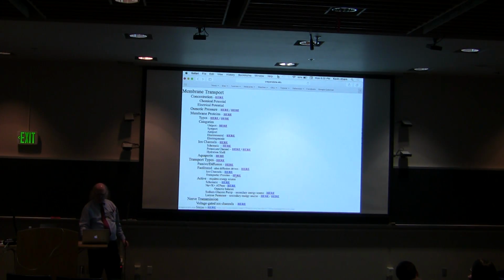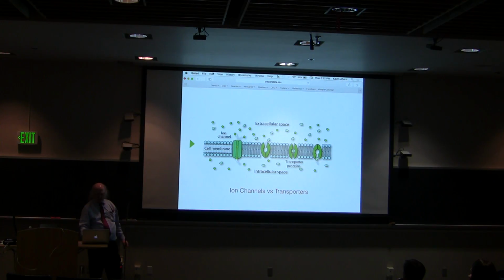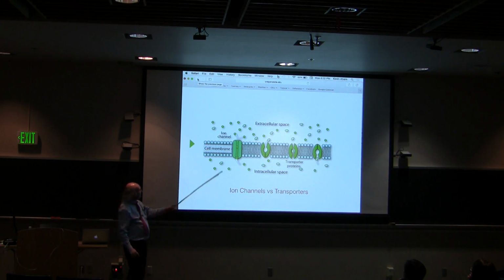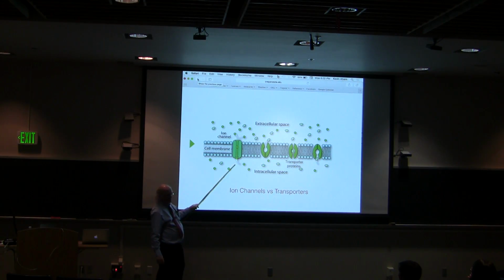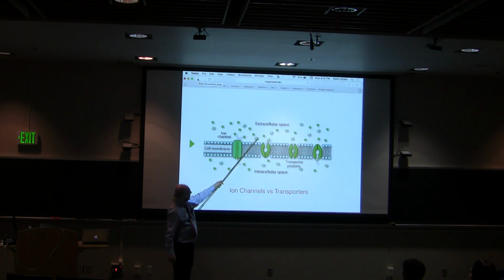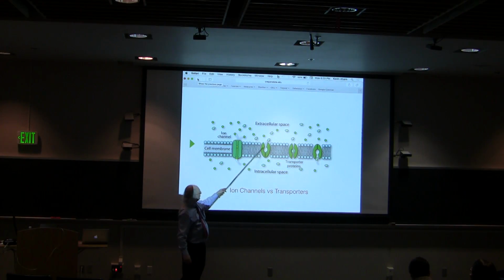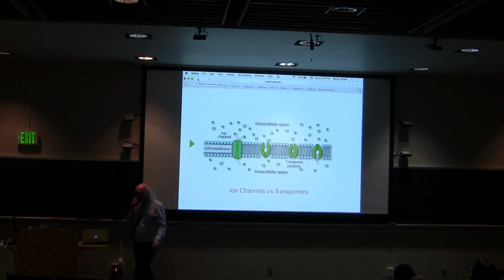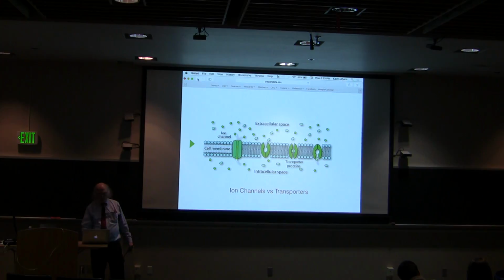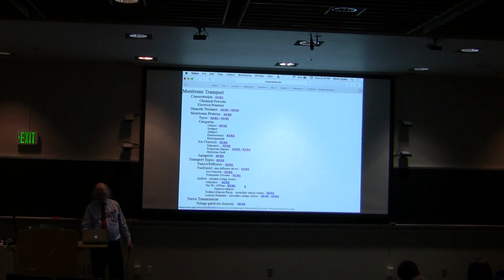Okay. Let's see. Did I skip that? Ion channels. I just showed, again, the same thing I showed in the last figure, the change in shape. In this case, an ion channel doesn't have to do that. It's just an opening. Whereas these transporters, which is what you see, transporter proteins, actually do have to change shape. The ion channels are much more rapid in terms of the movements that they allow.